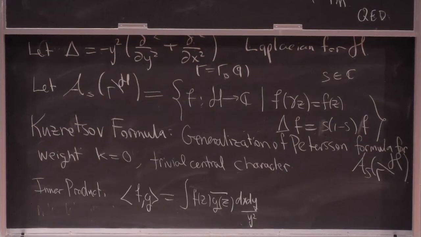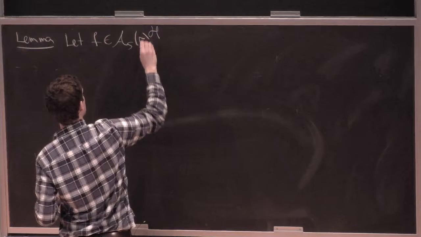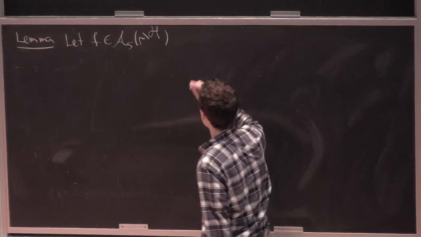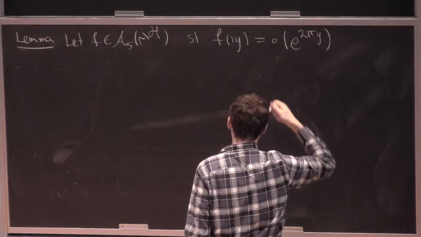Okay, so functions in this space also have Fourier expansions, because any such f is periodic mod 1, but it's a Fourier expansion of a slightly different shape than the standard one, because these functions are no longer holomorphic, but they're eigenfunctions of the Laplacian, so they're, of course, real analytic functions. But the fact that they're real analytic instead of holomorphic gives them a slightly different Fourier expansion. So I'll write it down explicitly. I'm going to let f be in this space of functions. And I also have to assume some very weak growth hypothesis on f, such that f(iy) is little o of e^(2 pi y). OK, so it grows strictly smaller than that.